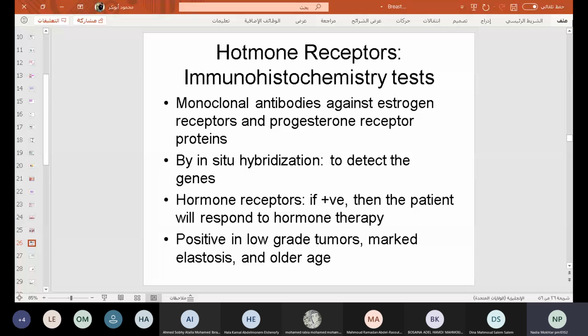Now, we come to a very important subject, hormone receptors. We said that the breast is an estrogen-dependent organ. There is estrogen, but of course in the moderate, reasonable amount needed. Once estrogen is high or is increased, then there is exposure to a risk factor. Some tumors will be estrogen responsive. Some others will be estrogen non-responsive. And how do we know? By morphology we cannot tell.